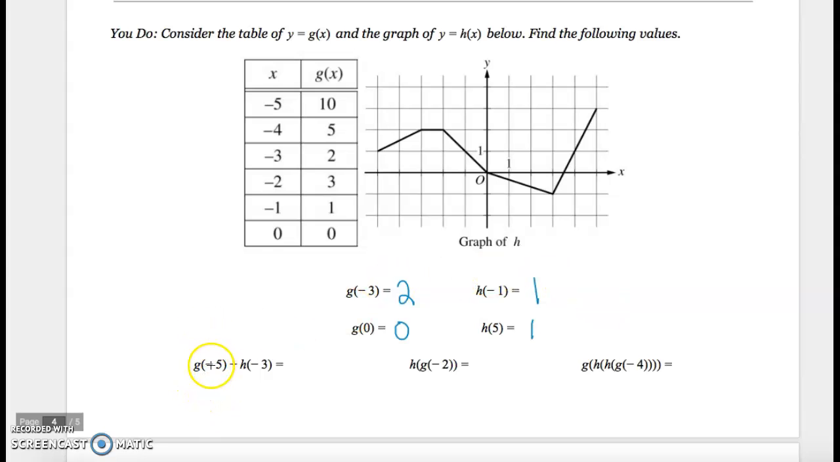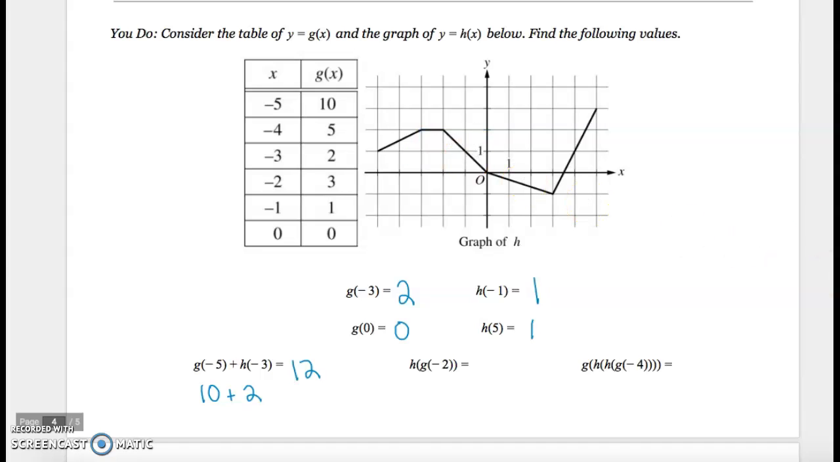G of -5 means I'm going to use my table because that's G. So if I do G of -5, well, input's -5, and then G, so 10 is G of -5. Then I'm going to use my graph to find h of -3. So if we go 1, 2, 3, go up to my graph, and so my output is 2. So I get 10 plus 2, which gives me 12.